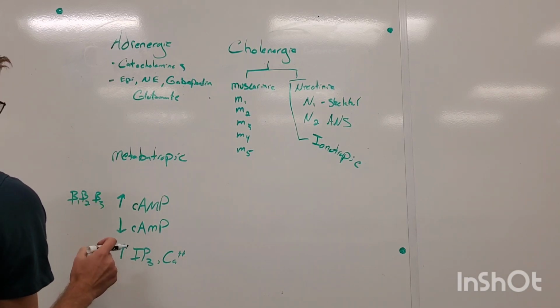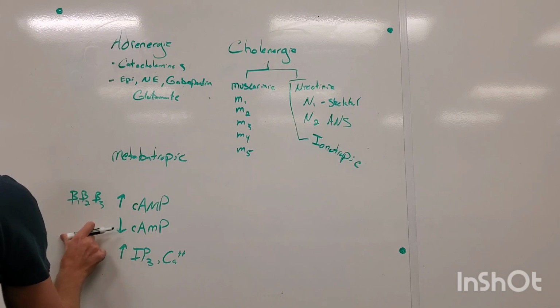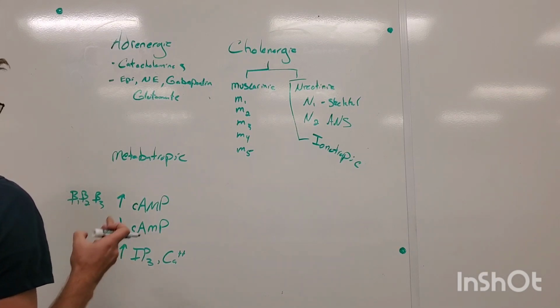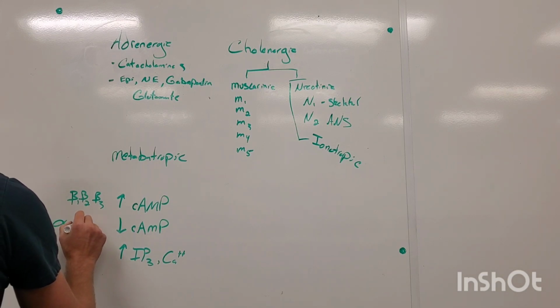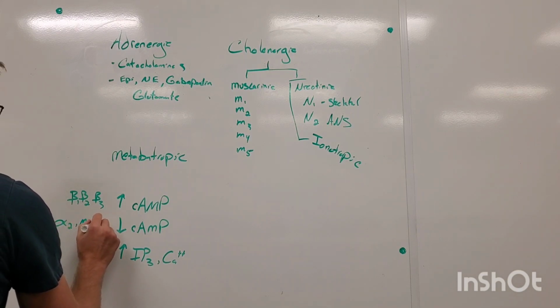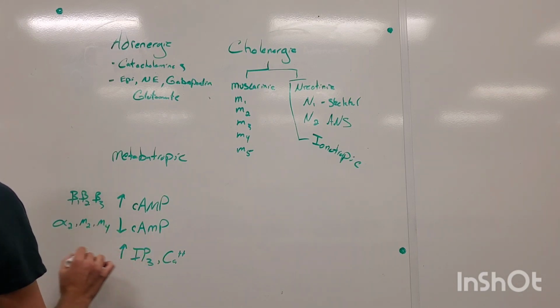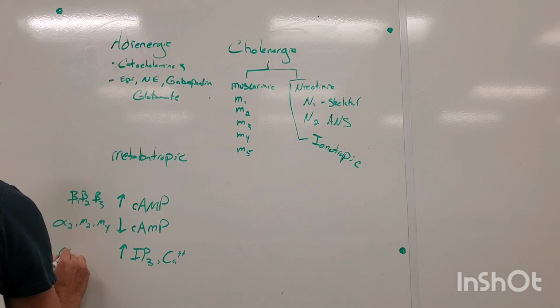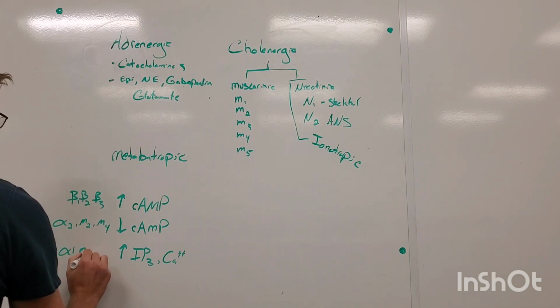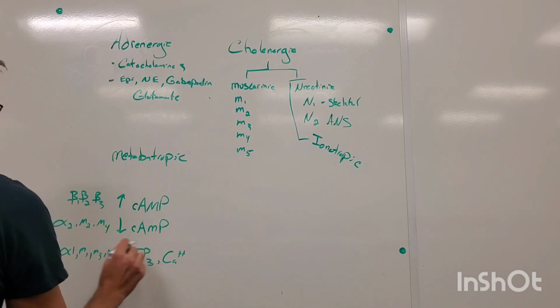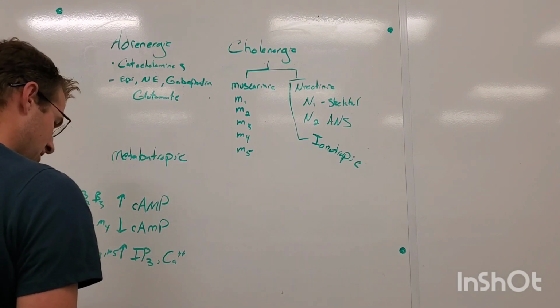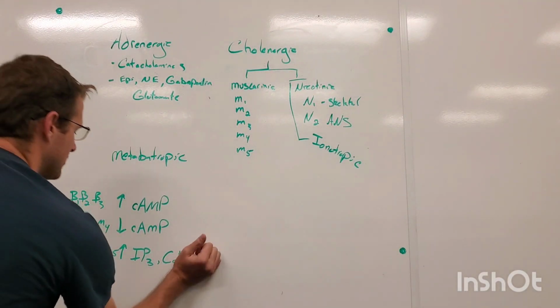For a decrease in cyclic AMP, we can remember that that's going to be our even receptors. So it's going to be our alpha 2, our muscarinic 2, muscarinic 4. For IP3 is going to be the odds that are left. So we're going to have alpha 1, M1, muscarinic 1, muscarinic 3, and muscarinic 5. And those are going to be our IP3 calcium receptors. That's what they utilize.